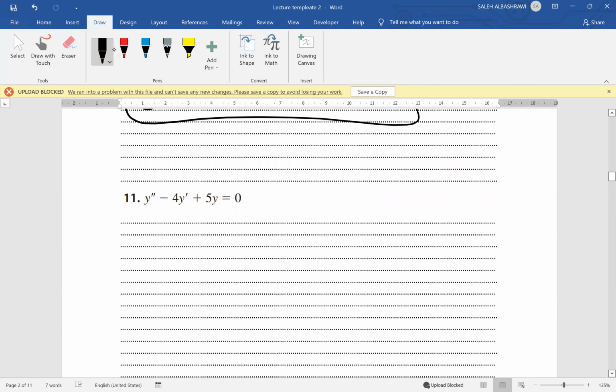One last example, if I have y double prime minus 4y prime plus 5y equal to 0. For this case also we are going to write the auxiliary equation and find the solution. And we will see for the given equation, we will have two complex roots. So let's write the auxiliary equation and find the roots.